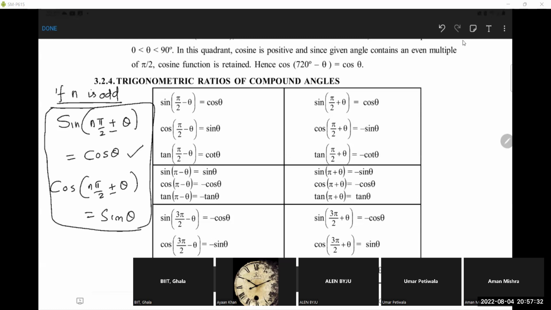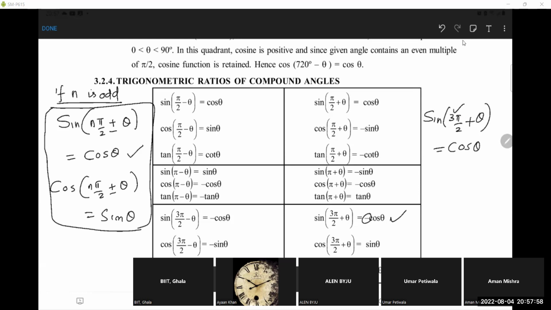What is the meaning of this? n is odd means, suppose I ask you, what is sine of 3 pi by 2 plus theta? So what is the n value? Odd, right? So this value will be equal to cos theta. This is the result you can see here. The sign, how to put plus or minus, I will tell you later.